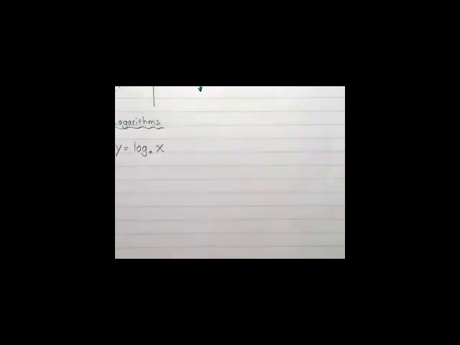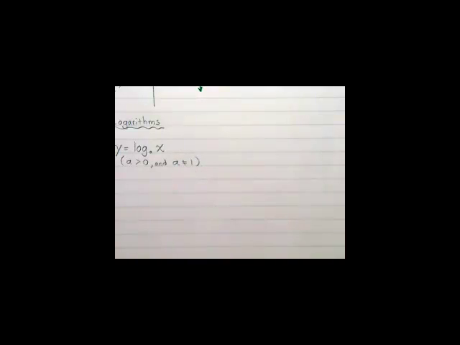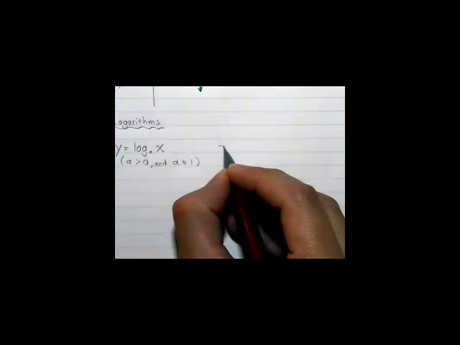Like I said, there's some restrictions on it as far as what the base is that you can use. And this all stems from what numbers we're allowed to use in exponentials, because a log comes from an exponential, which we'll discuss more in a minute. But basically, a must be greater than 0, and a can't be equal to 1.